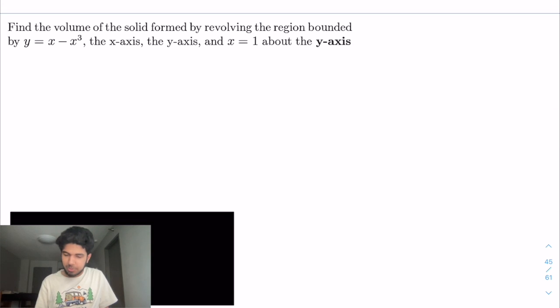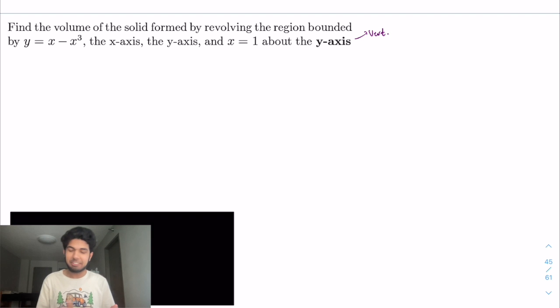So find the volume of the solid formed by revolving the region bounded by y equals x minus x cubed, the x-axis, the y-axis, and x equals 1 about the y-axis. Okay, so this is a vertical axis of rotation. Okay, first I like to draw the graph just to see what it looks like.